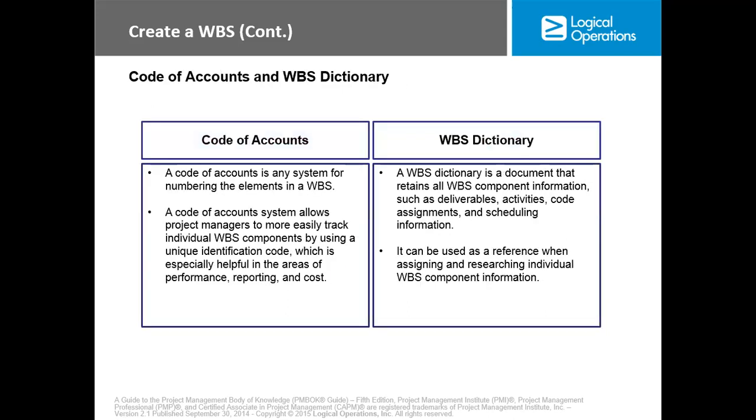Okay. Now, the code of account, like I said earlier, is a numbering system used to number the elements of the WBS. Then we have the WBS dictionary. A WBS dictionary is a document that retains all WBS component information, such as deliverables, activities, code, assignment, and scheduling information. It can be used as a reference when assigning and researching individual WBS components.